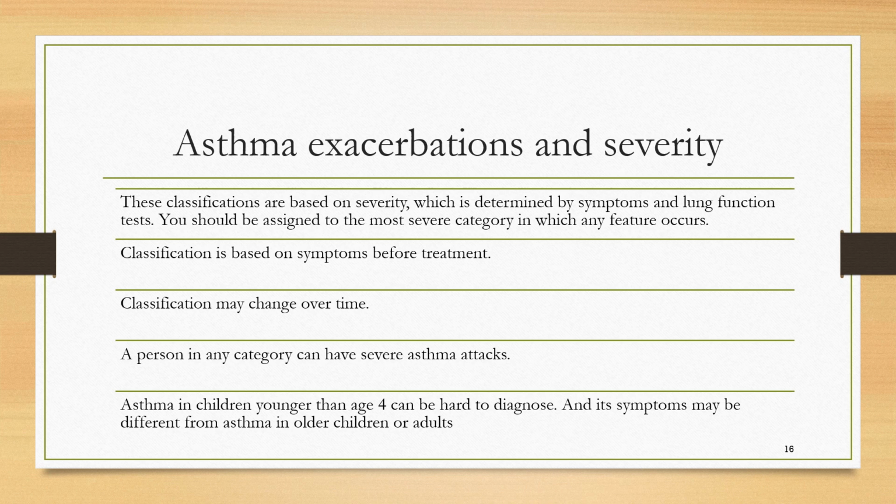So remember, classifications are set on the initial assessment with the doctor. These classifications are reassessed every 3 to 6 months. You might have a flare-up during any of these classifications. That means that you may have to increase your medications during this time. So I just wanted to further give you an example of classifications.